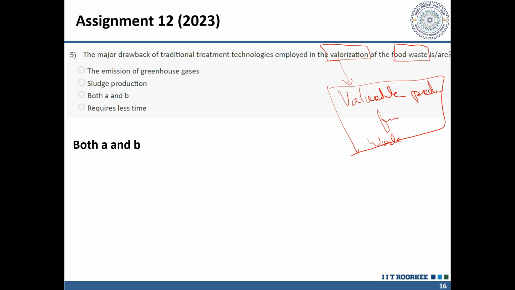So the question is about food waste. During the valorization of food waste, that is, if we utilize the food waste such as mango pulp or seeds or any type of this, what are the drawbacks? So the major drawback is the sludge production. And secondly, the other drawback is the emission of greenhouse gases. When we utilize these food products and produce some types of valuable products out of it, during the physical and or chemical processes, some types of gases are produced, such as carbon dioxide or carbon monoxide, and these are released into the air. So the emission of greenhouse gases is the major problem with the valorization techniques.